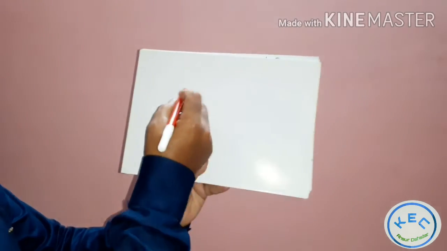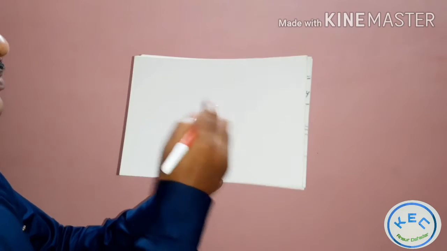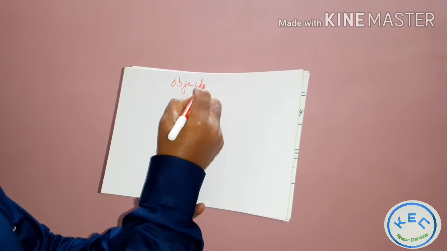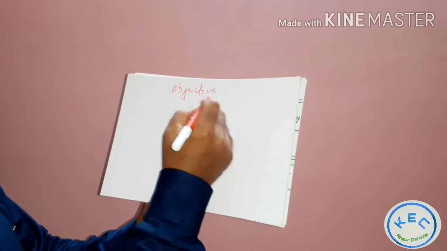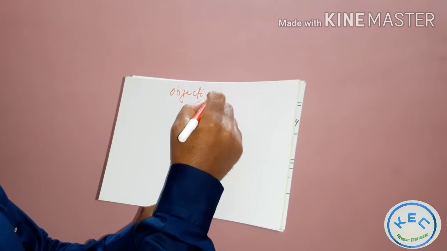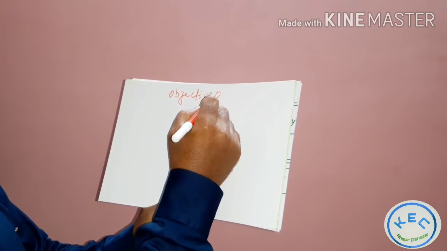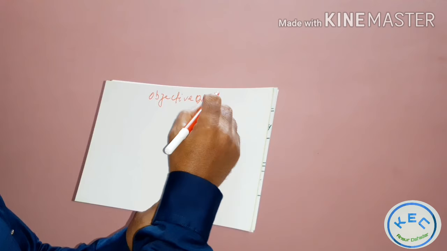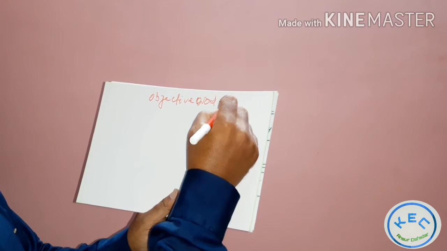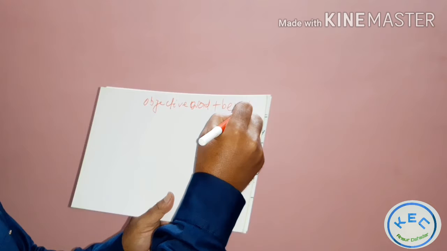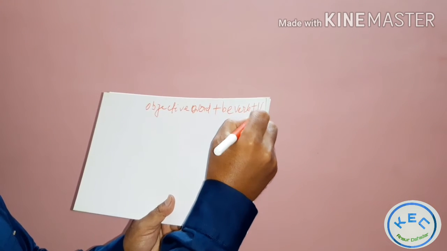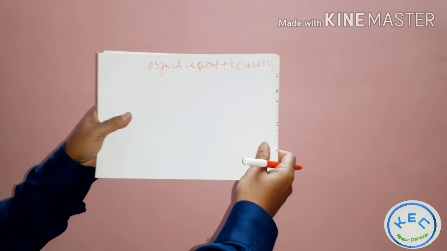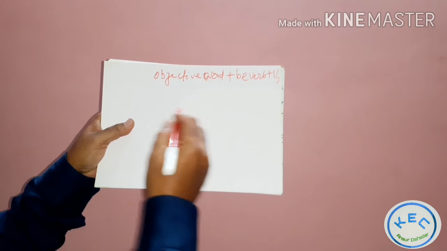Passive voice sentences have the construction like: object word plus be verb plus V3. This is the simple construction of passive voice sentences.